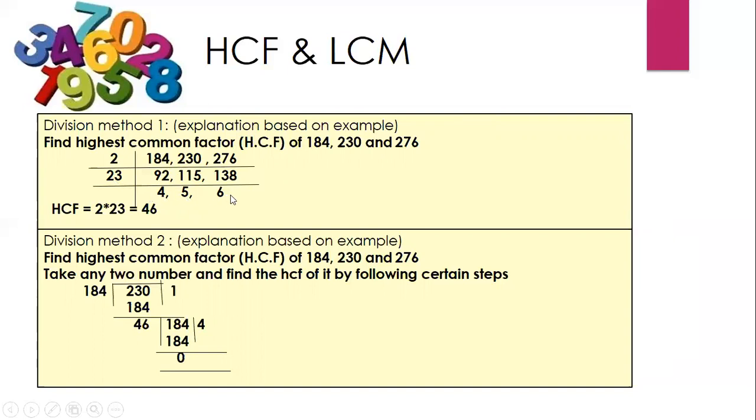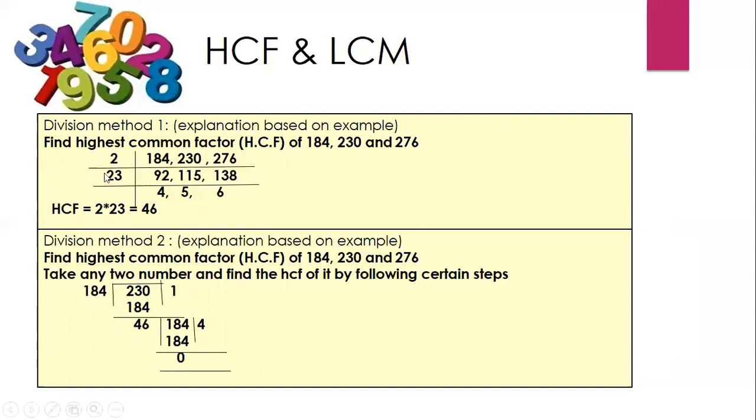4, 5, 6: all three numbers are not divisible by the same number. So now the HCF will be 2 into 23. 2 and 23 divide all three numbers. That's why we can say the HCF is 2 into 23, which is 46.